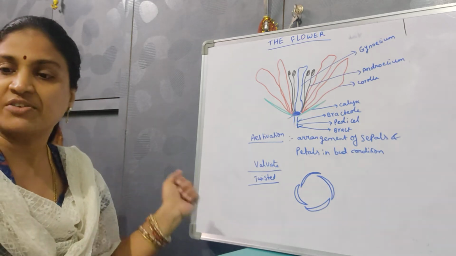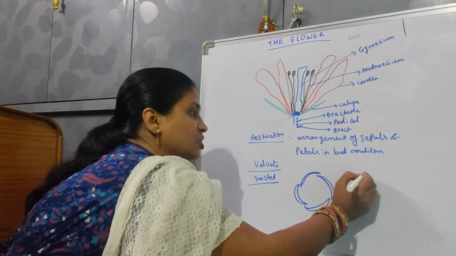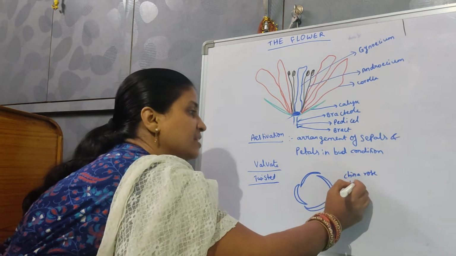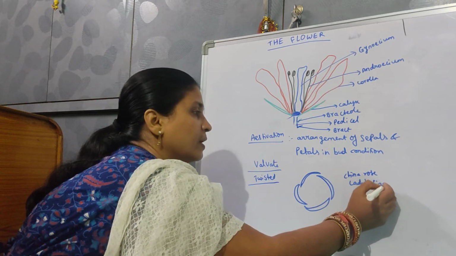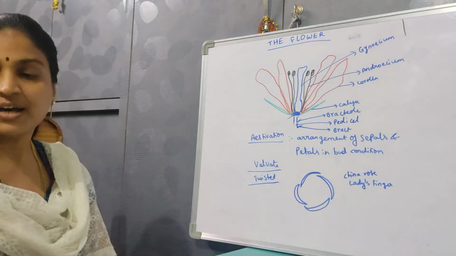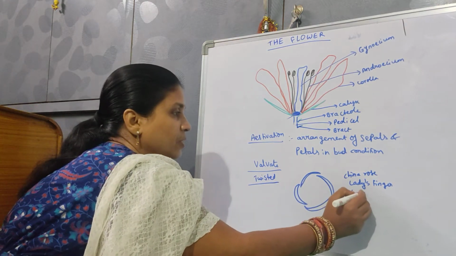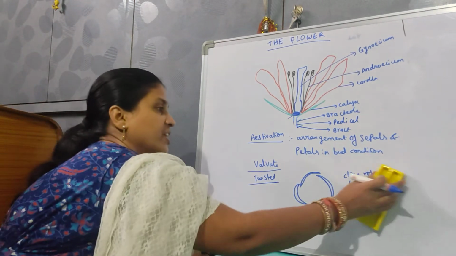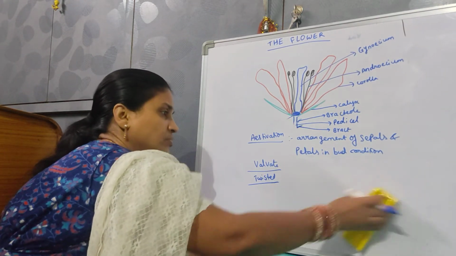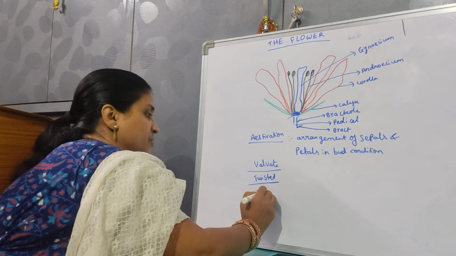This is observed in China rose, that is hibiscus, and lady's finger, Abelmoschus esculentum is the scientific name. Then in cotton, such type of estivation we can observe. This is twisted estivation. Coming on to the third type, which is called imbricate estivation.